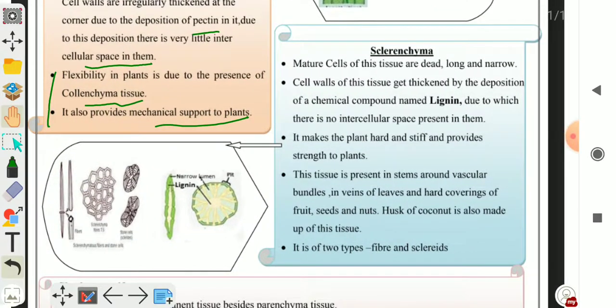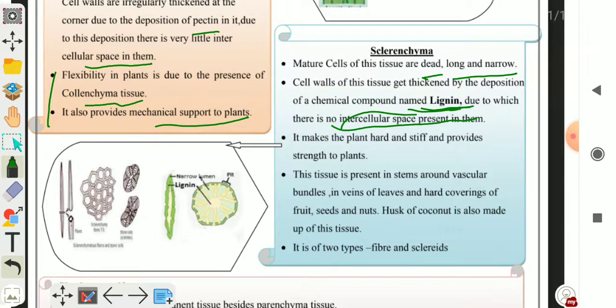Sclerenchyma tissues, mature cells of this tissue are dead, long and narrow. Cell walls of this tissue get thickened by the deposition of a chemical compound named lignin. Due to lignin, their cell walls become thickened. Due to which there is no intercellular space present in them.